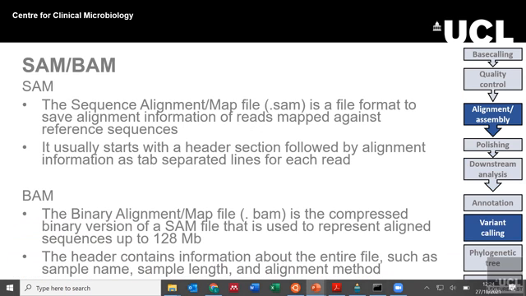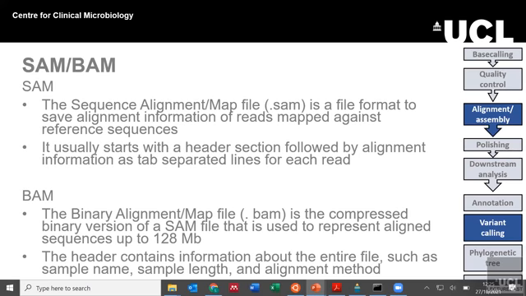There's also SAM or BAM files, so sequence alignment map files and binary alignment map files. These you'll come across when you have aligned against a reference sequence. So these are from Minimap, and they start with a header again, followed by the alignment information. You can open them in Notepad or a text reader, so you can actually physically see the information that is within them.